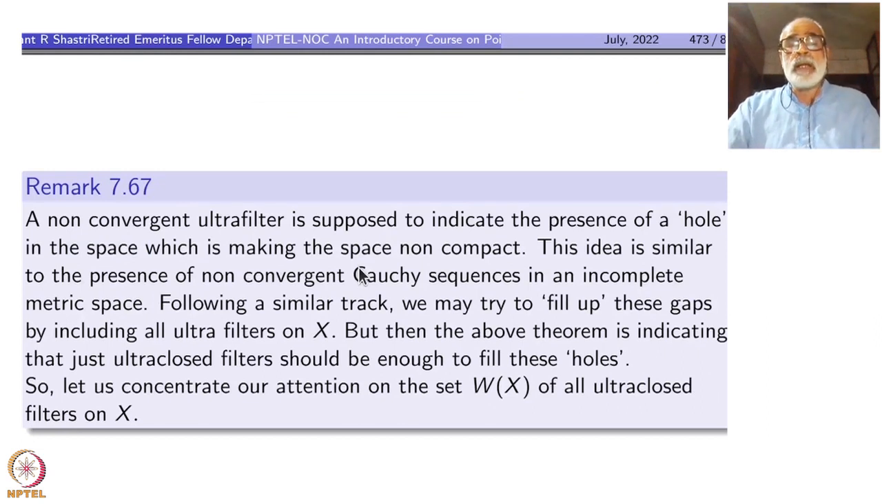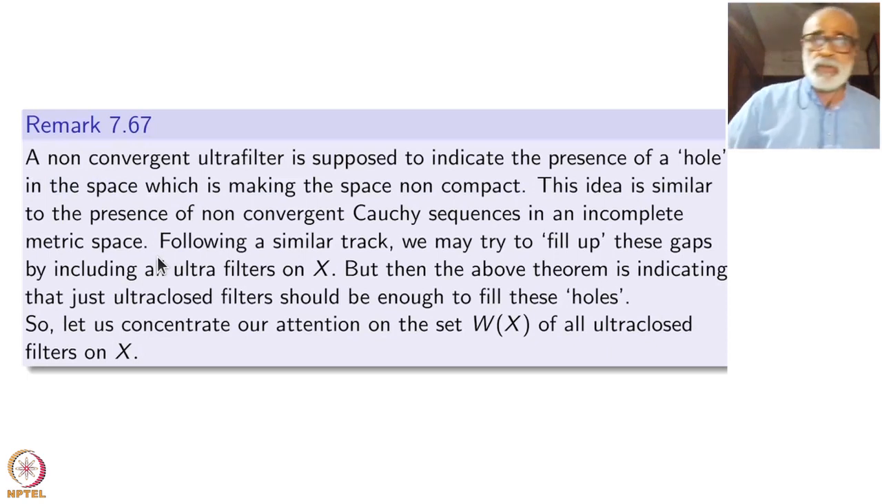A non-convergent ultra filter is supposed to indicate the presence of a hole in the space which is making the space non-compact. Because if it were compact, then every ultra closed filter would have been convergent. So for this ultra closed filter, there is no place for it to converge, because that point is missing. That is the idea that there is a missing point in the space, and that must be making it non-compact. So this idea is similar to the presence of non-convergent Cauchy sequences in an incomplete metric space. By the very fact, we know that a metric space being incomplete means there is a Cauchy sequence which is not convergent. So, non-convergent Cauchy sequences indicate there are holes inside a metric space.